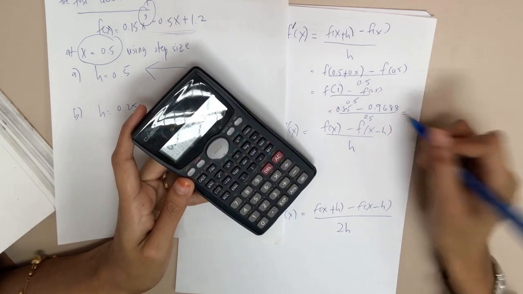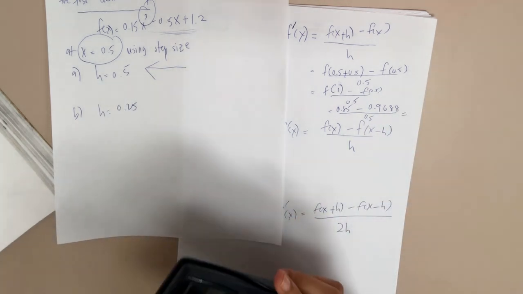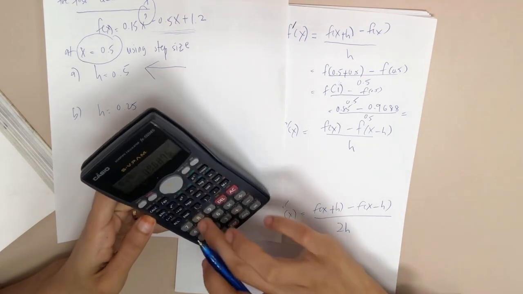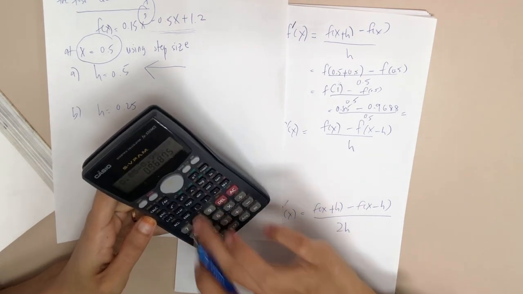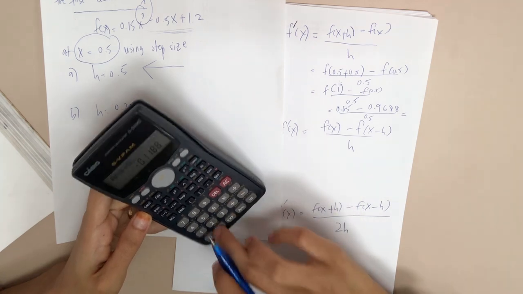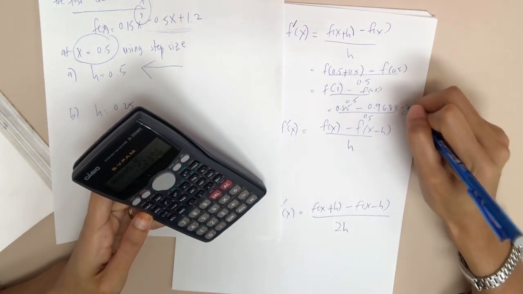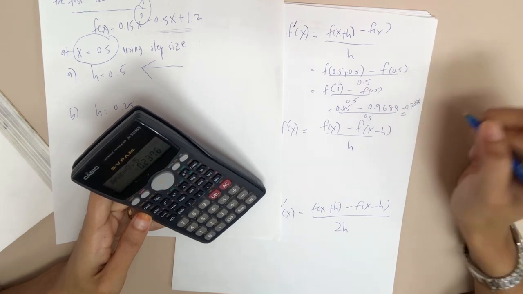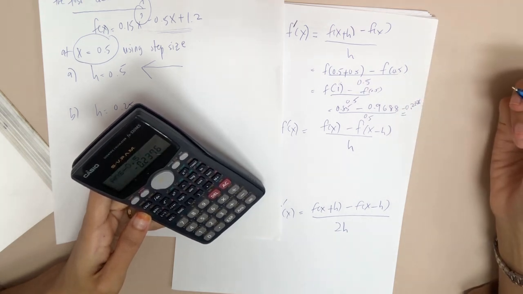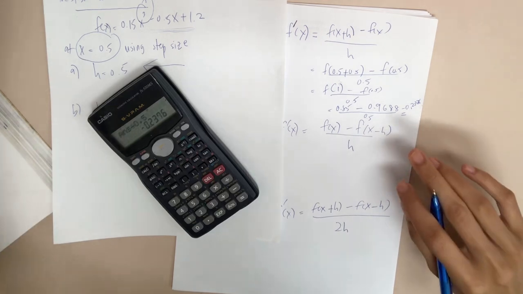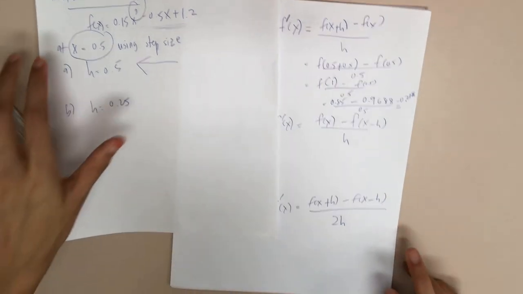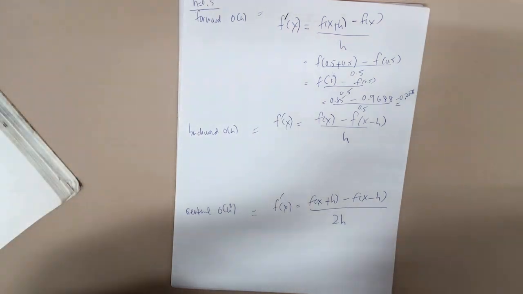So now just calculate: 0.85 minus 0.9688 over 0.5. So your answer will be negative 0.2376. Okay, hopefully you can see it. If you can't see clearly, you can ask.